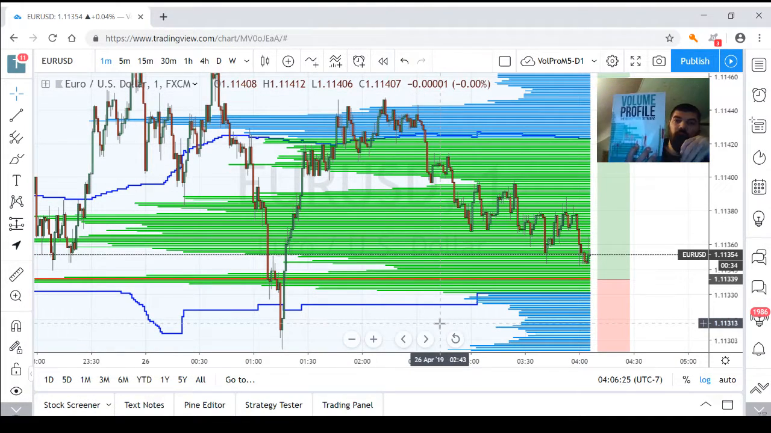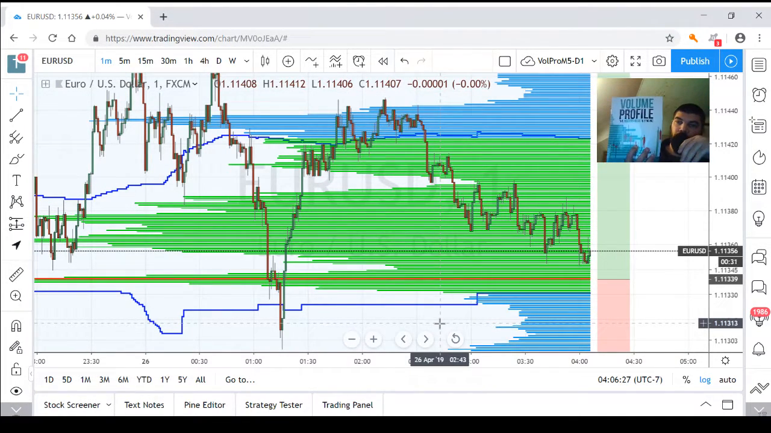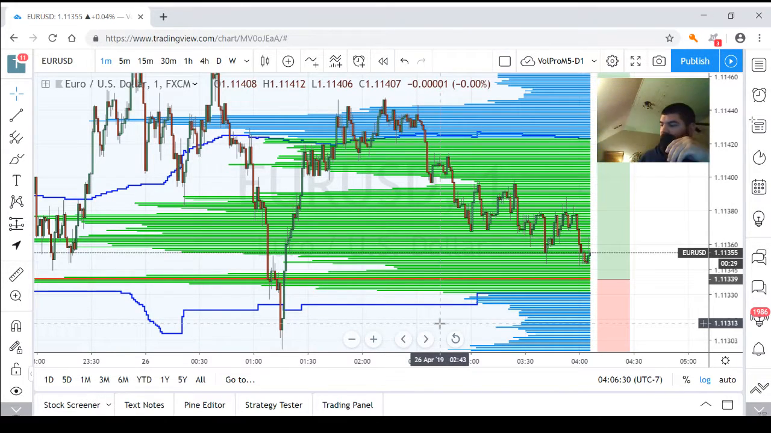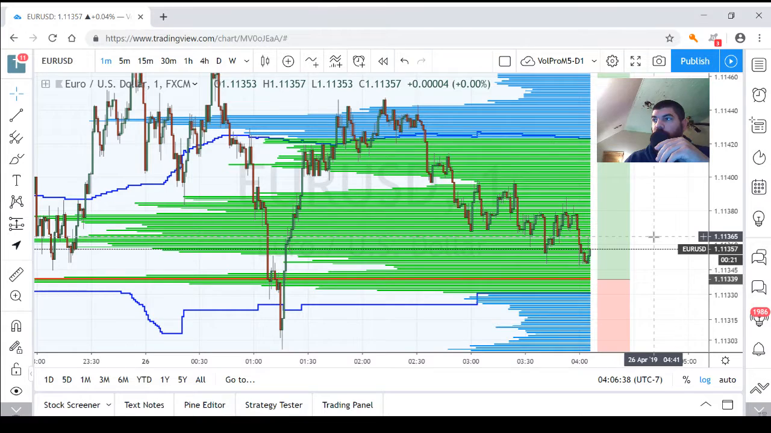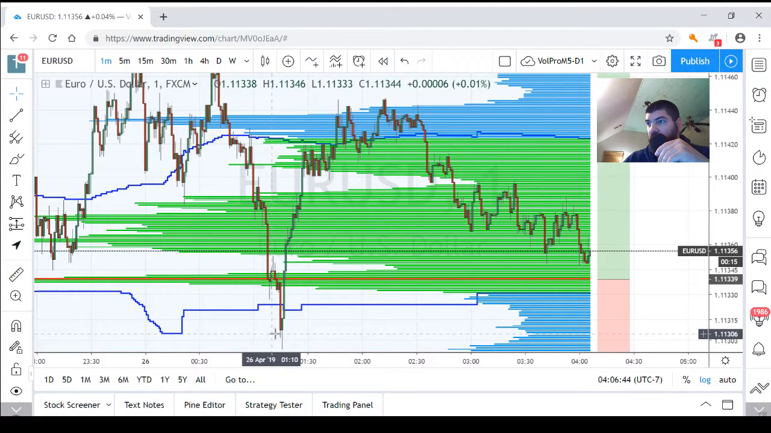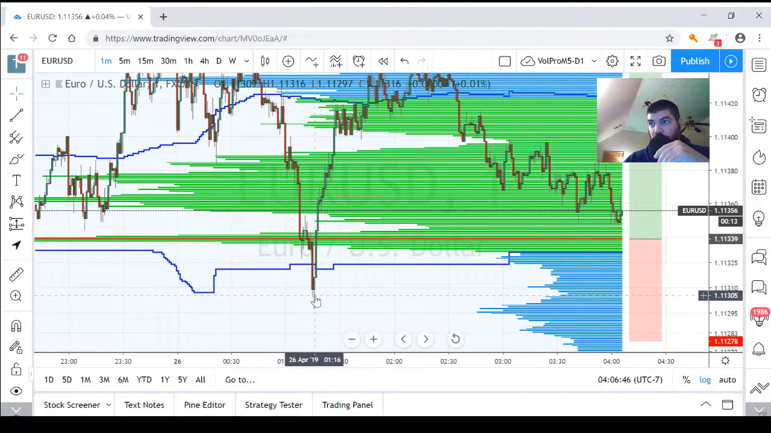Right there. Pretty cool book, actually. It's got some interesting stuff in here about failed auctions and how to tell the difference between a weak high or low and a strong high or low. That might be obvious to some folks, but down here, for example, when you see it, you're like, oh, that's a pretty strong rejection.